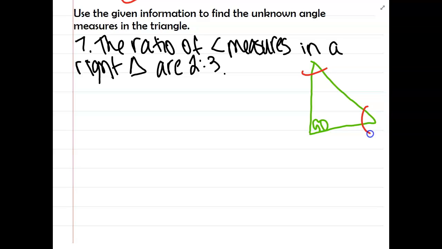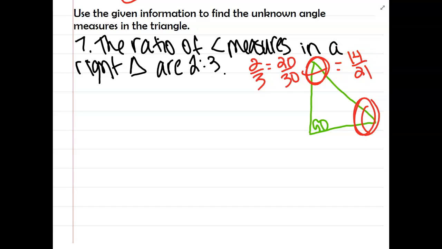What this means is, if you were to take this angle over this angle, so if you were to write them as a fraction and reduce them, you get 2/3. So to throw out some options here, maybe they're 20 over 30. Or maybe it's 14 over 21. And you could just keep writing them out if you wanted to. There's an easier way to do this, okay?